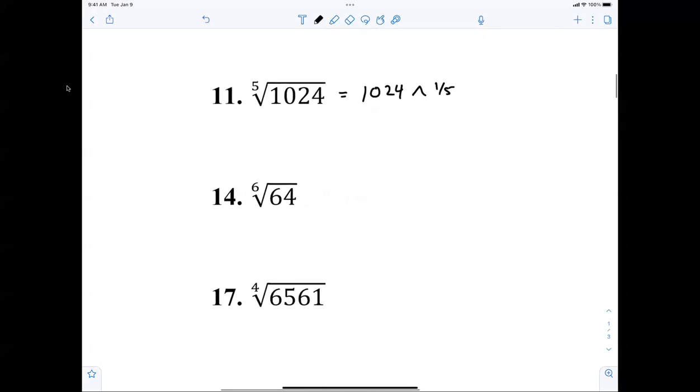Does everybody agree with me? Every day you need a calculator. 4. Is everybody okay with that? 1024 caret 1 divided by 5. And then hit equals. And that should say 4. Does everybody agree?